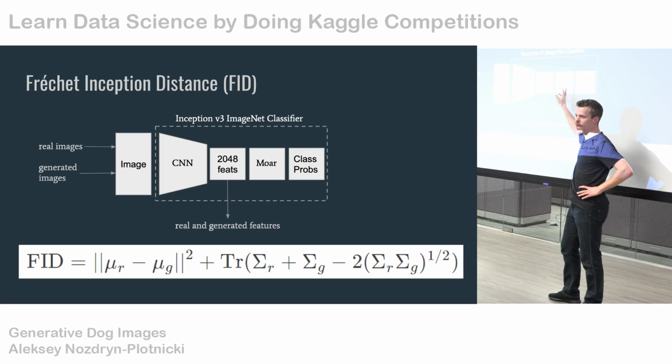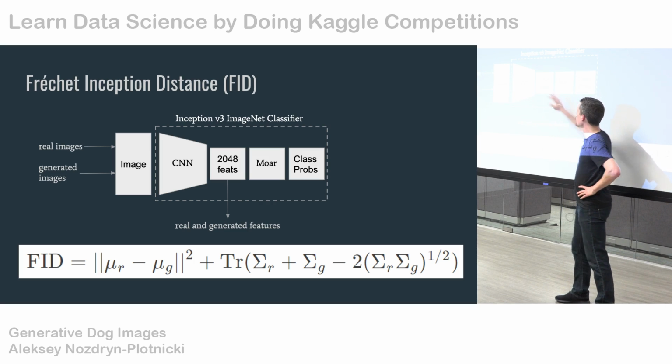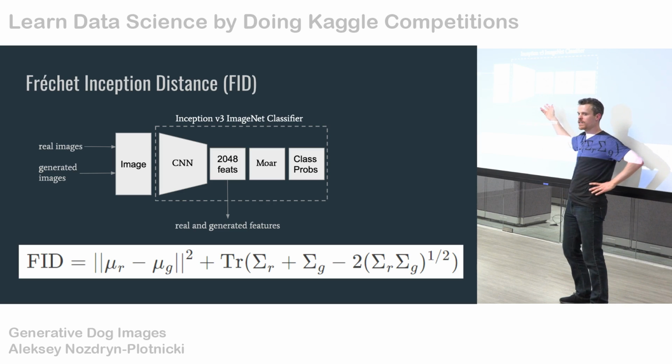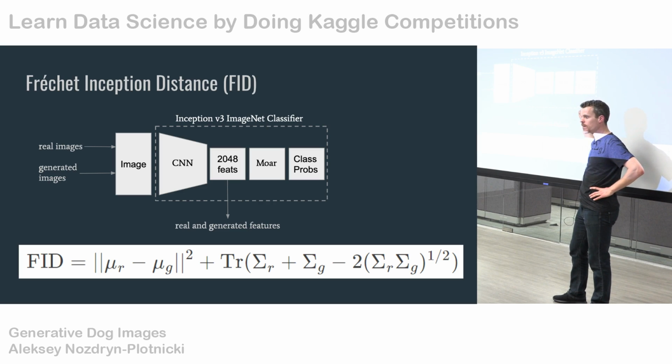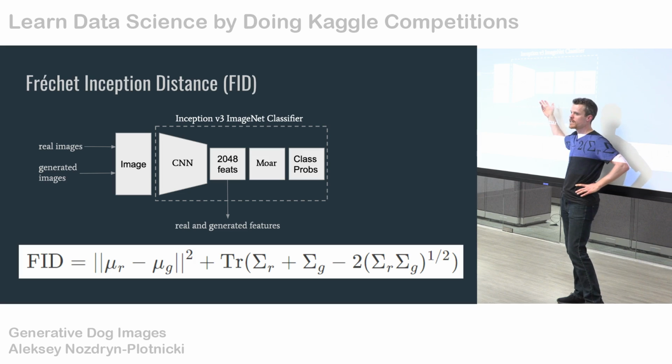Then some more stuff happens and class probabilities come out. That's what the ImageNet model does. We don't really care about that. What we care about is that at some point we have 2,048 interesting features. If the model is good at classifying images, then these features must contain interesting information about what's in the image.